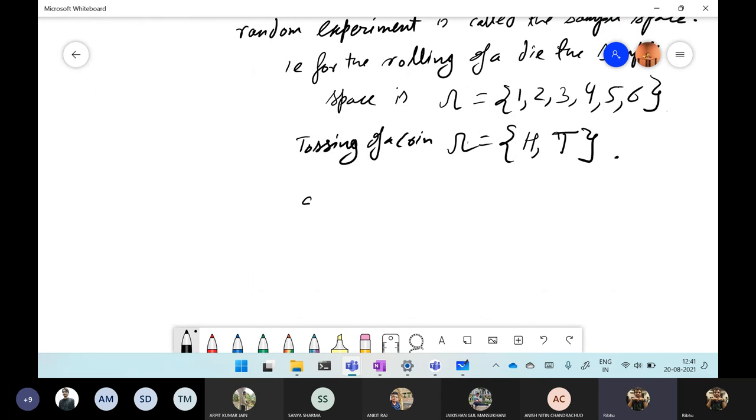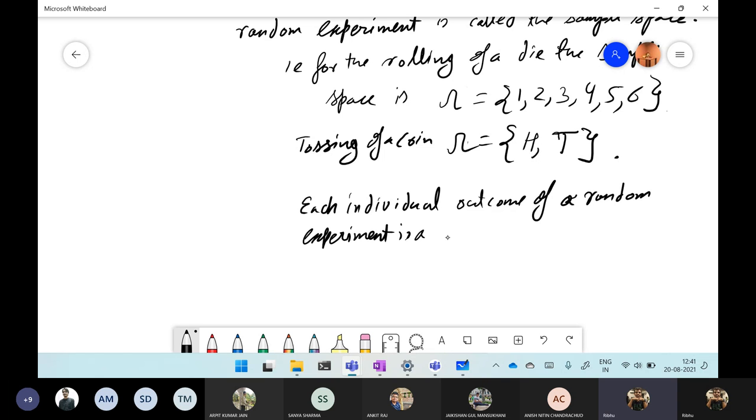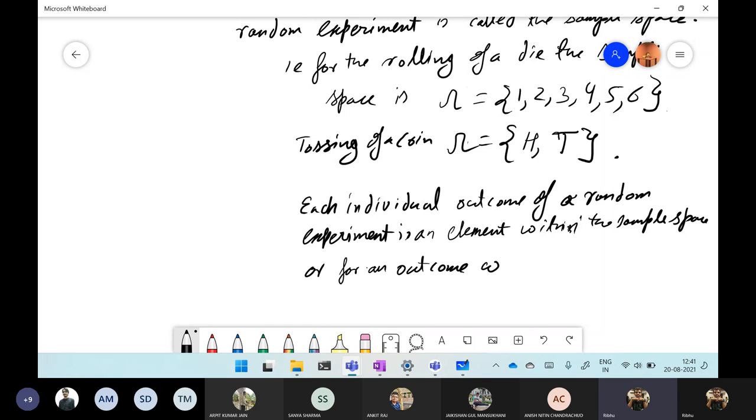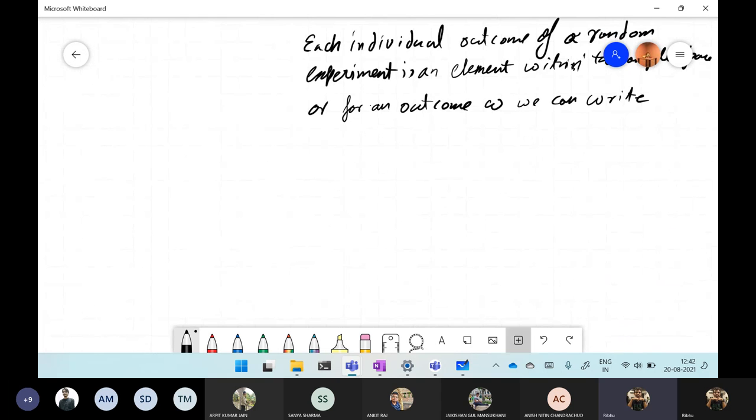And each individual outcome of a random experiment is an element within the sample space. For an outcome omega, we can write small omega is an element of capital omega. Fine.